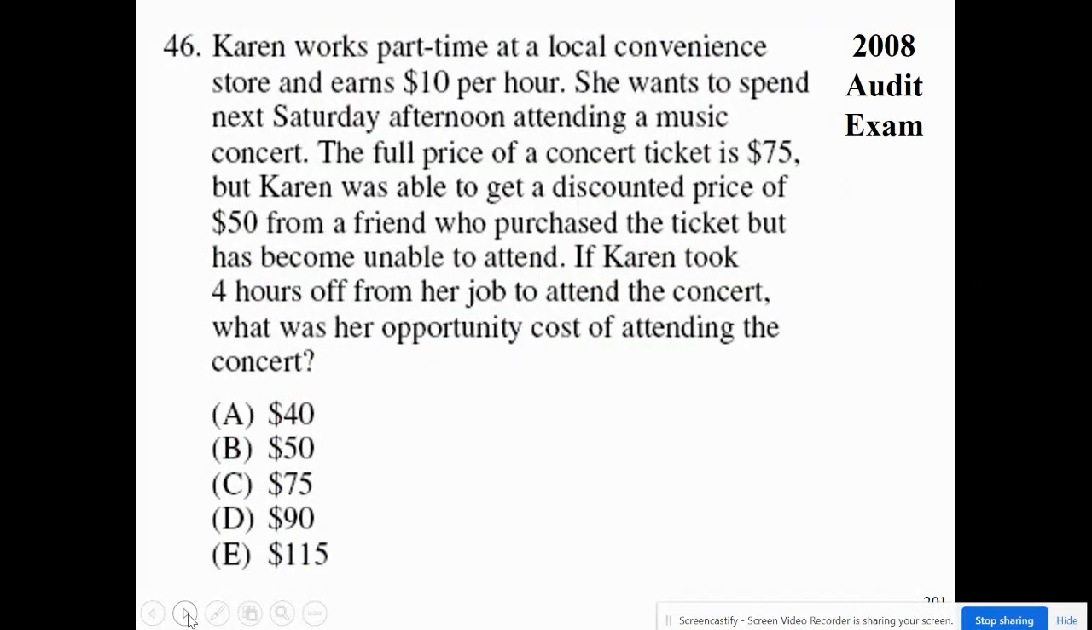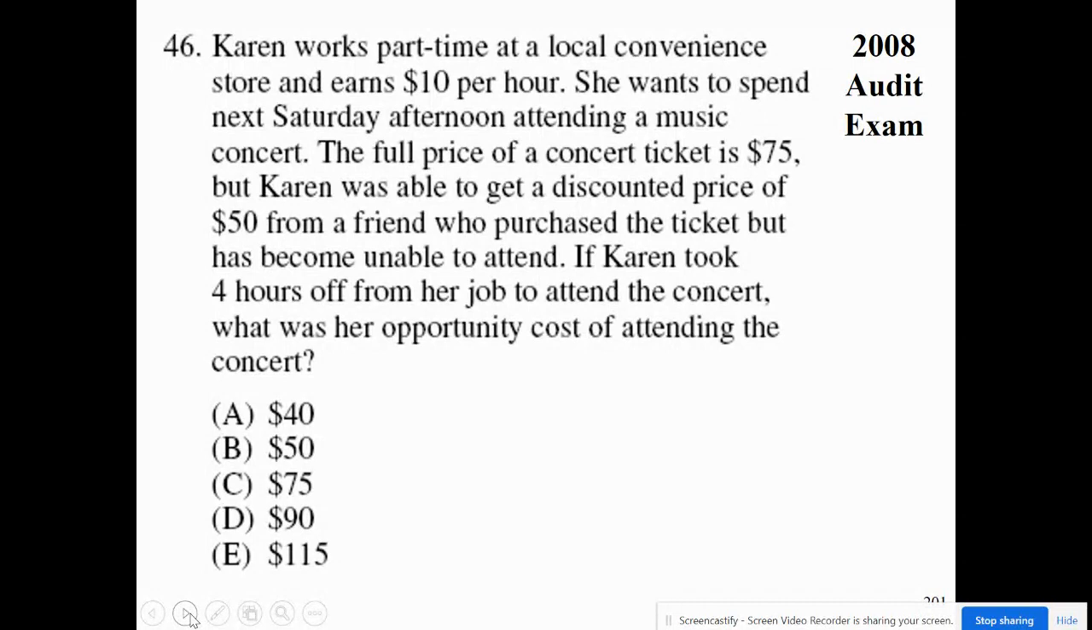So Karen works part time at a local convenience store and earns $10 an hour. She wants to spend next Saturday afternoon attending a music concert. The full price of the ticket is $75, but she was able to get a discounted ticket for $50 from a friend who purchased it but can't go. If Karen took 4 hours off her job to attend this concert, what is her opportunity cost of going?